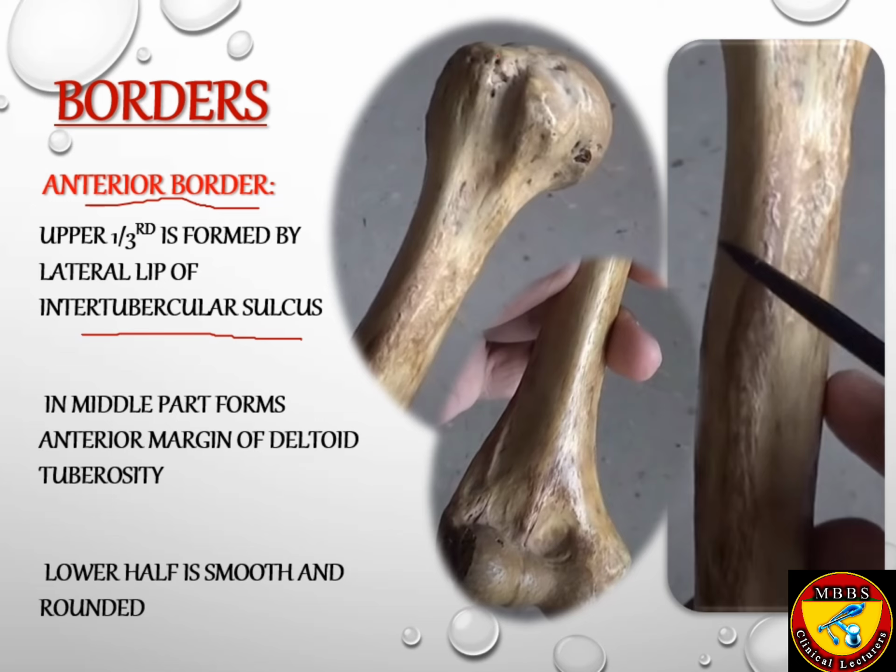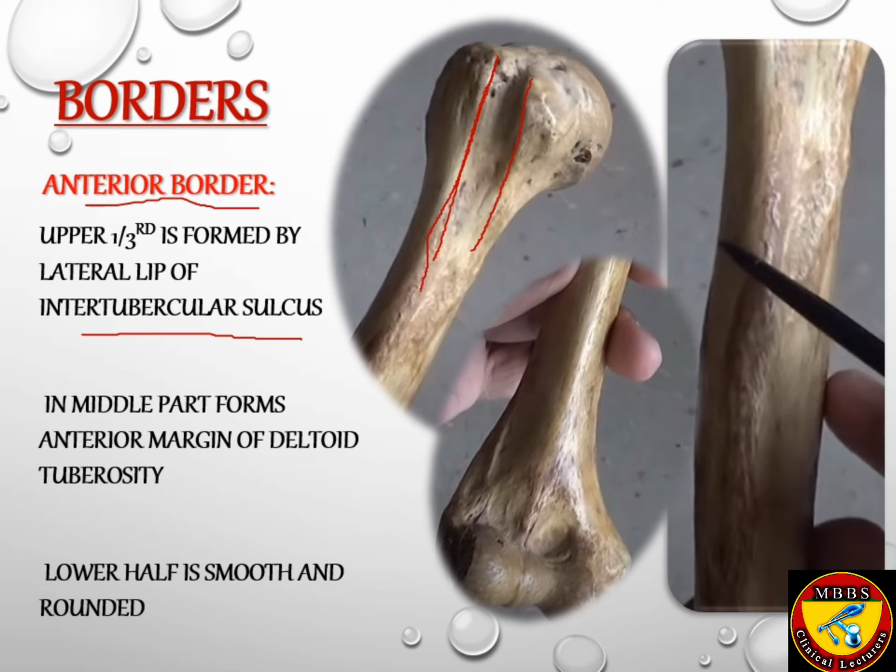You can see this is the lateral lip of intertubercular sulcus. This is the medial lip of intertubercular sulcus. Now the anterior border of the humerus: its upper one-third is formed by the lateral lip of intertubercular sulcus.